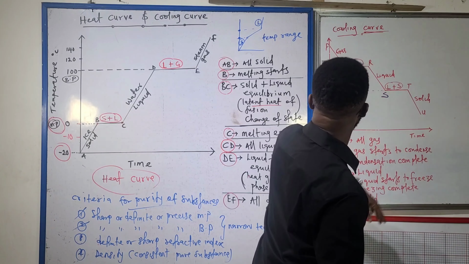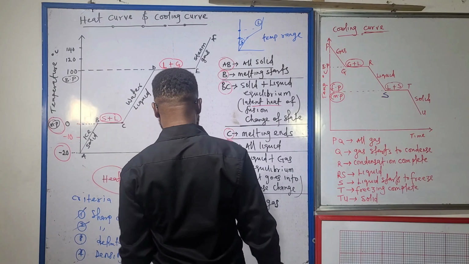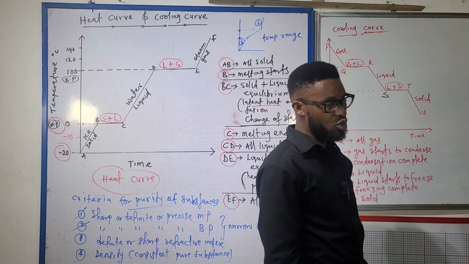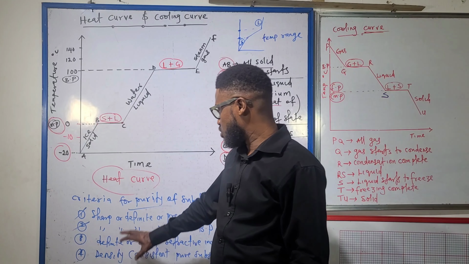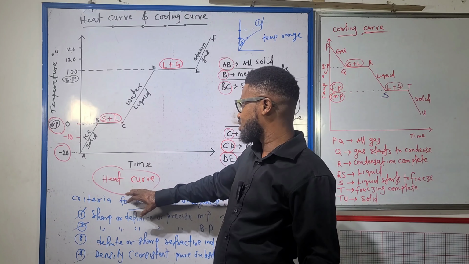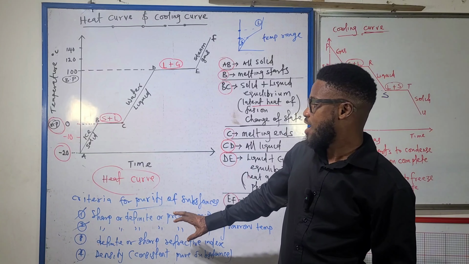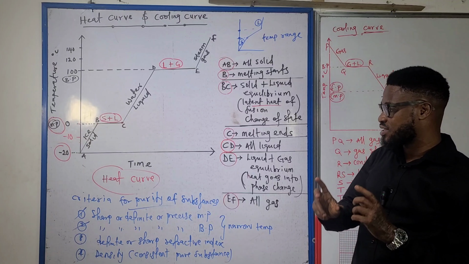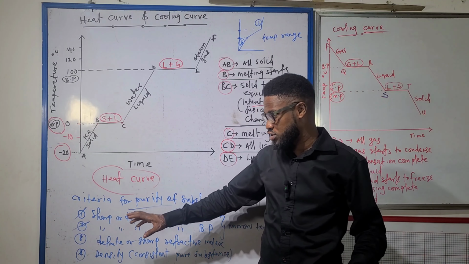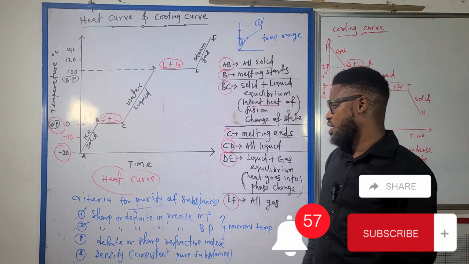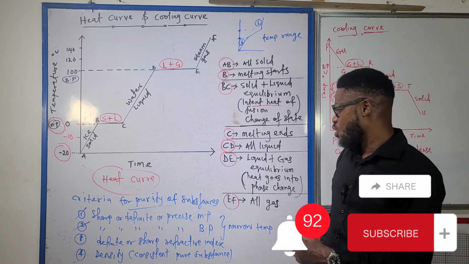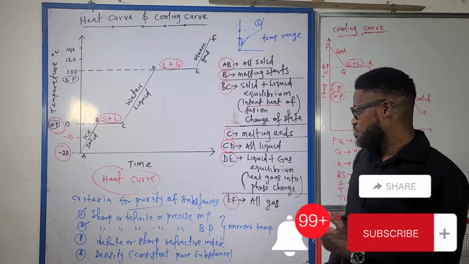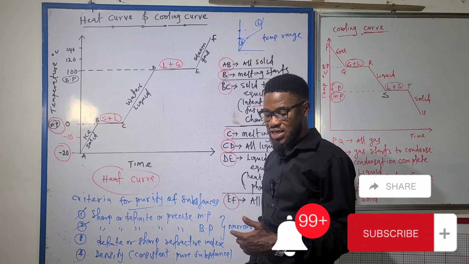You can see the way your cooling curve goes. You can see the way your heat curve goes. And of course, I told you that you can use your heat curve to derive the criteria for purity of a substance, two of which, and of course the most important, are the sharp or definite or precise melting point, and also a precise boiling point.